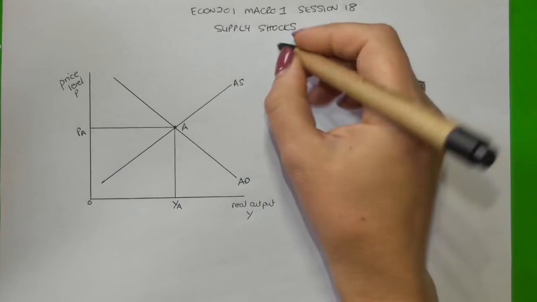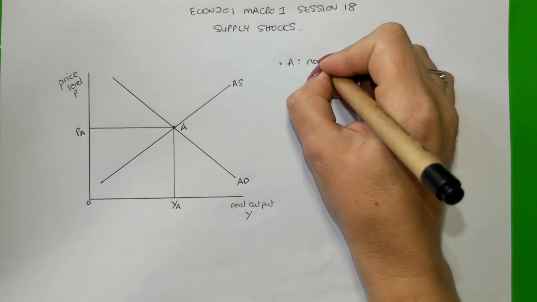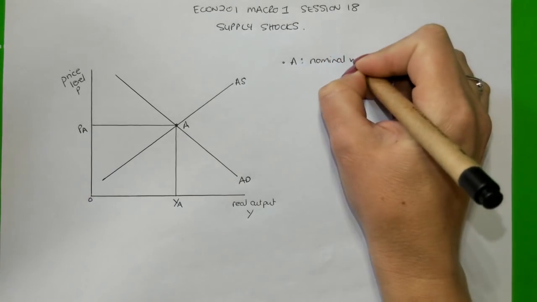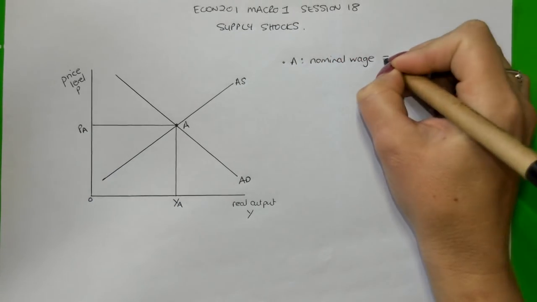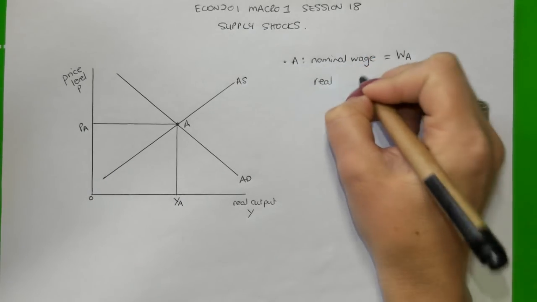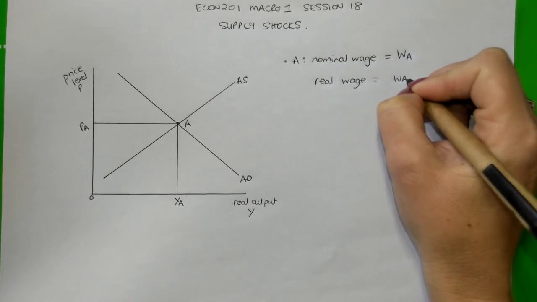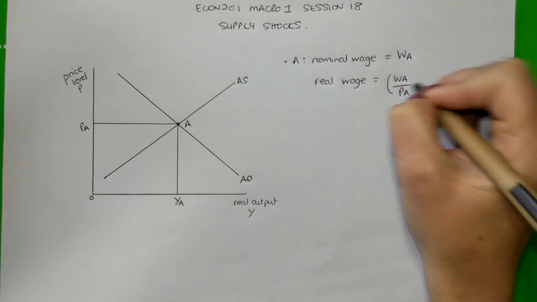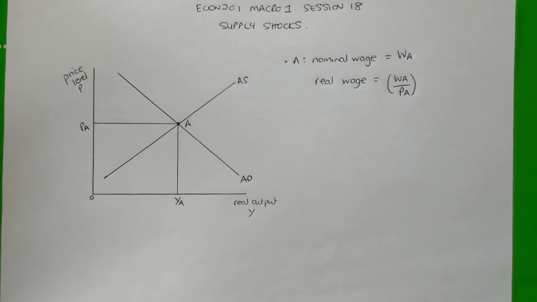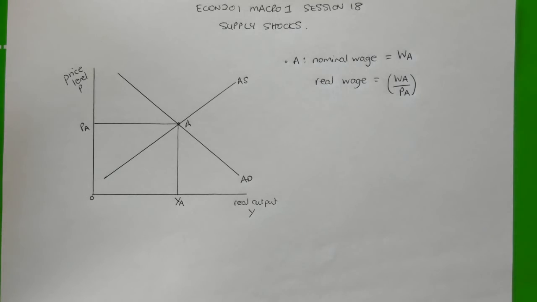At this point, it's probably important to note that at point A, the nominal wage is WA, and the real wage would be the nominal wage adjusted for prices. So just remember that the nominal wage refers to the face value of the wage that people receive, while the real wage refers to the purchasing power of the wage that people receive.